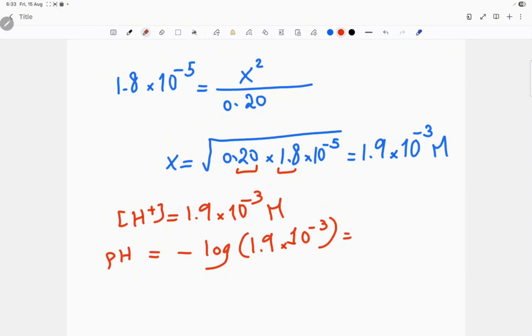So this whole Ka formula gives you the answer for the H plus. One more step to find the pH. 1.72. Excellent. Well, that's 3 sig figs instead of 2, because the pH always works that way. Easy, right?